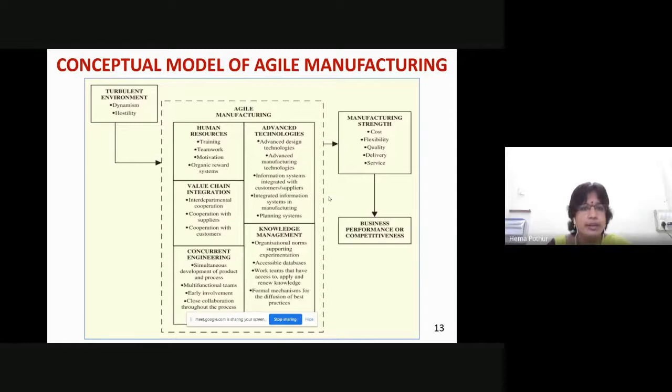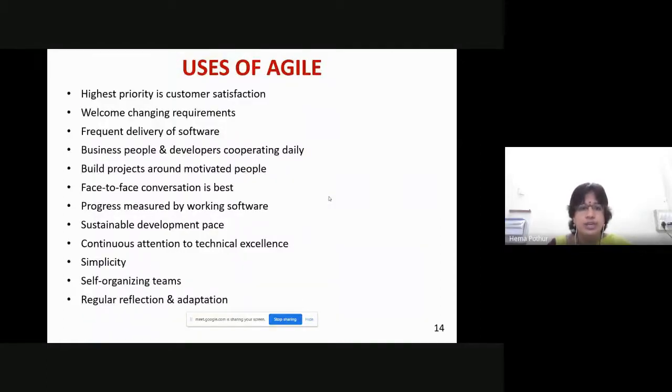Moving ahead, the uses of this particular agile. What are the uses of this particular agile? The highest priority to any type of manufacturing concept, not only agile, is the customer satisfaction. Customer is God. If you look at any kind of industry which maintains certain norms, customer is God. So we need to give highest priority to customer satisfaction and welcoming the changes in the requirements.